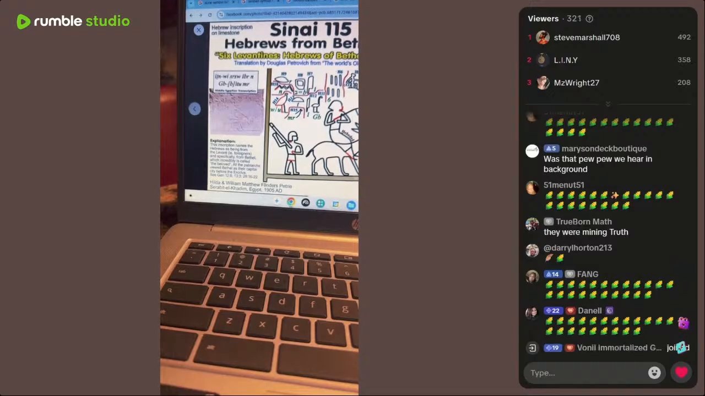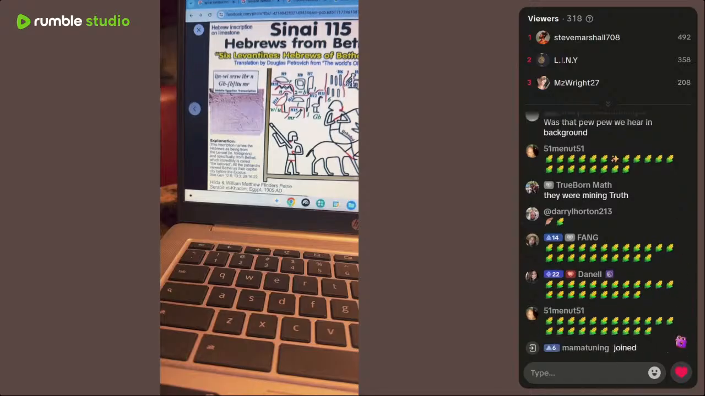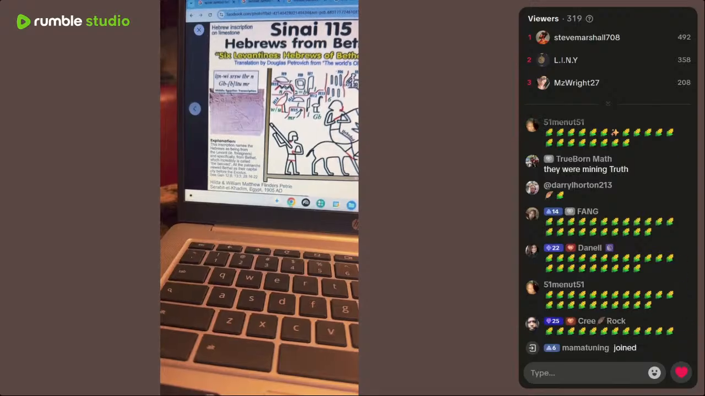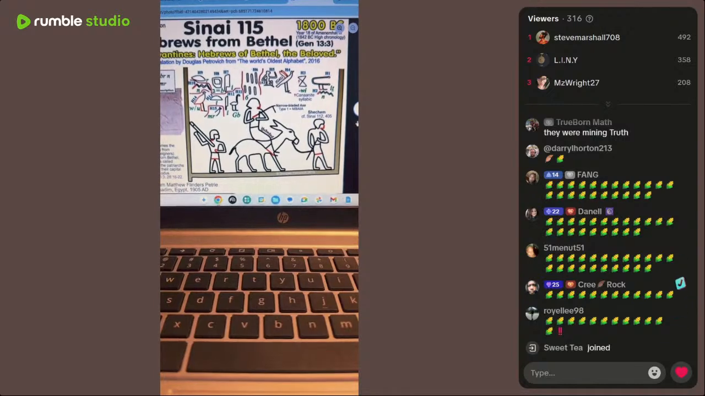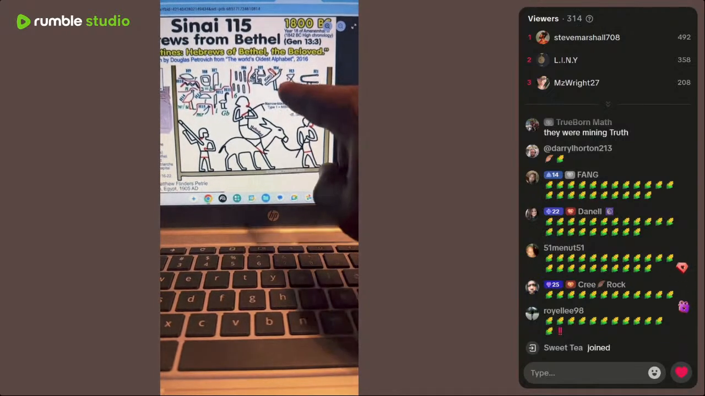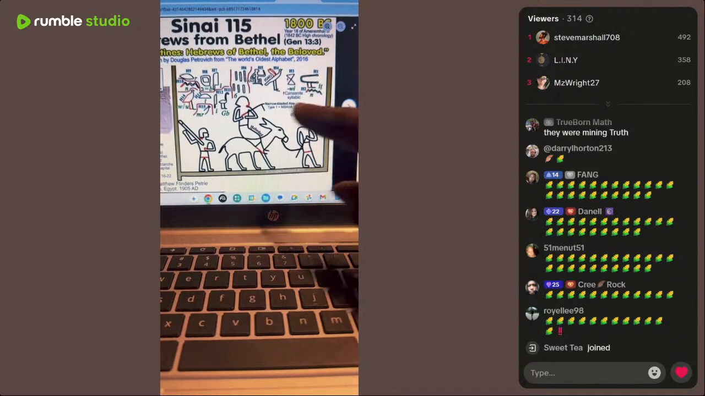Inscription of the Hebrews from Levant, Bethel, which is called the Beloved. View Bethel as the capital city of the Exodus. Okay. Canaanite symbolism. Narrow-bladed axe. That's fire.